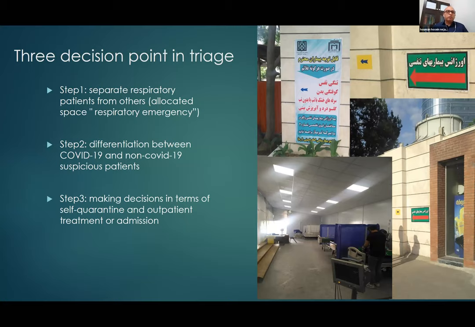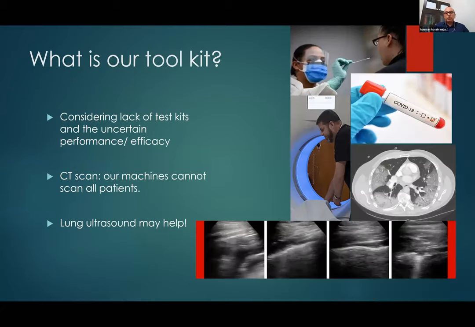But what is our toolkit? Apart from history taking, we had very limited test kits that could not help because both efficacy and performance were uncertain. On top of that, we have no time to wait for a response. The other option is to use chest CT scan and evaluate the changes and patterns identified for COVID-19, which consist of, you name it, ground glass patches or crazy paving and so on, that Dr. Farahmand described. But it should be kept in mind that our machines cannot scan all patients because sometimes we have more than 800 patients per day. How can we obtain CT scans of them?